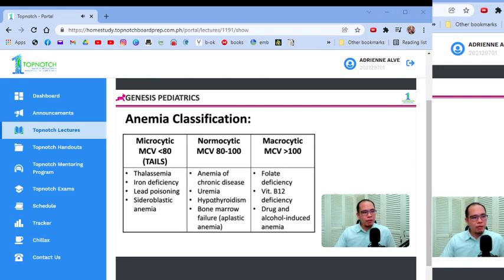Okay? Normocytic are the following. So bone marrow failure, hypothyroidism, anemia of chronic disease, uremia if your patient has kidney problem. Okay? Again, in children, a lot of your initial differential should be here. Okay? So ang mnemonics natin dyan ay TAILS. Okay? So thalassemia, anemia of chronic disease, iron deficiency anemia, lead poisoning, sideroblastic anemia. Okay? Your A is anemia of chronic disease. Doc, nasa normocytic siya. Yes, initially, it will present as a normocytic type of anemia, but in the long run, your anemia of chronic disease will become microcytic.